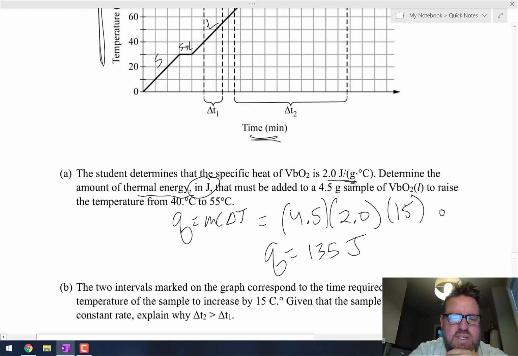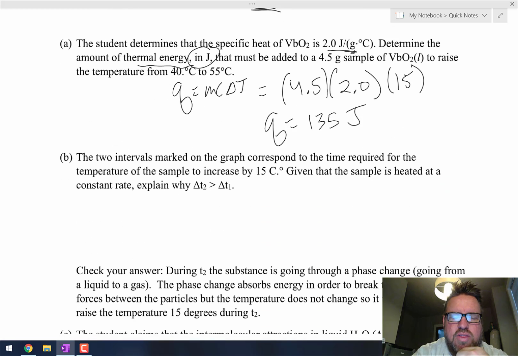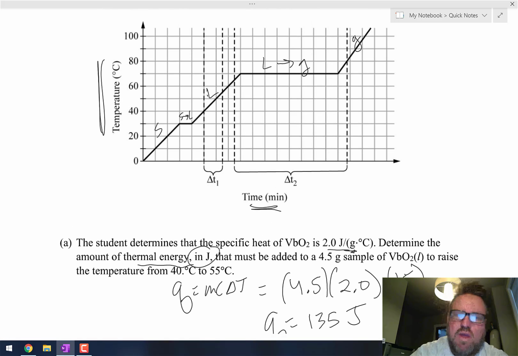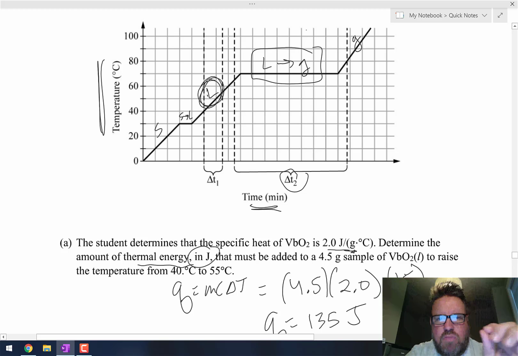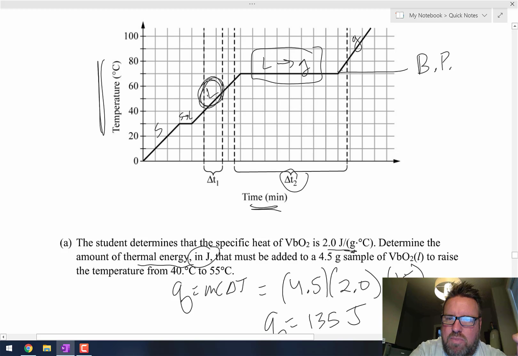And then part B says, 2 intervals marked on the graph correspond to the time required for the temperature of the sample to increase by 15 degrees. Given that the sample is heated at a constant rate, explain why the time for 2 is greater than the time for 1. Okay, so notice that in time 1, you're in a straight liquid state the whole time, but in time 2, during a very large portion of that, those liquid particles are converting to a gas. And so again, that's the boiling point, the BP. And so that's when you're at the boiling point and you're heating it up, that temperature's not changing.